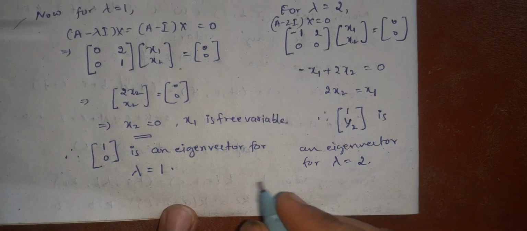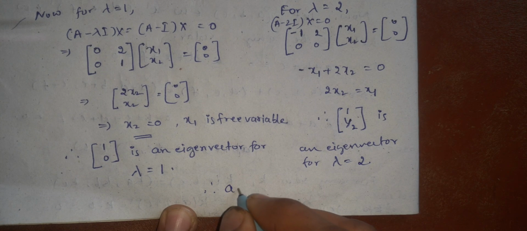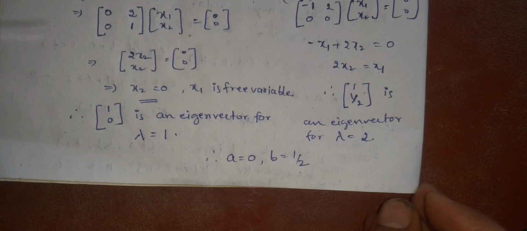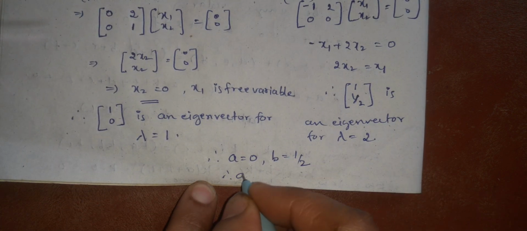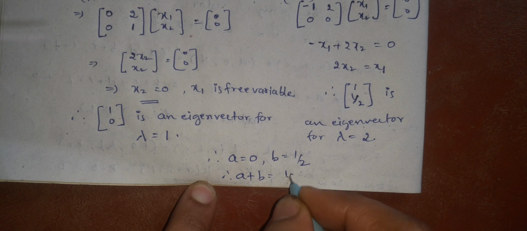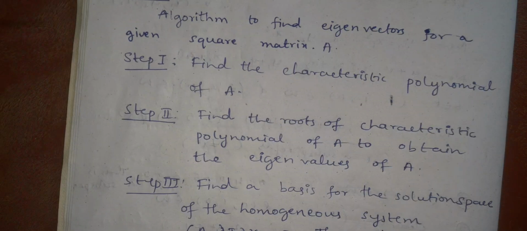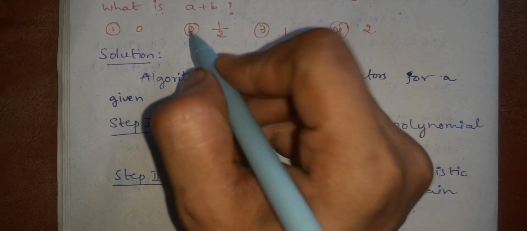So therefore a is equal to 0, b is equal to half, and hence a plus b is equal to 0 plus half, which is half. Hence a plus b equal to half, option 2 is true.